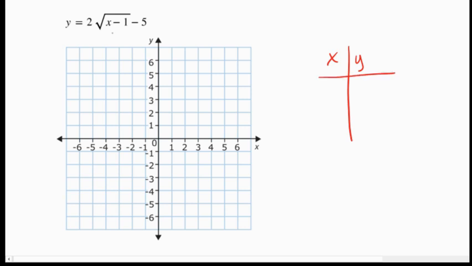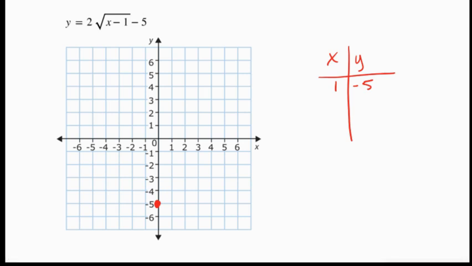The first one that I always choose is the one that will give me 0 inside the square root, because that really should always cancel out this a value too, because I do 1 minus 1, which is 0. The square root of 0, still 0. 2 times 0, still 0. And then we subtract 5 from that, which gets us negative 5. So there's my first coordinate that I'm dealing with. And it's usually easiest to start with it. And it's always the h and the k value on these equations here.